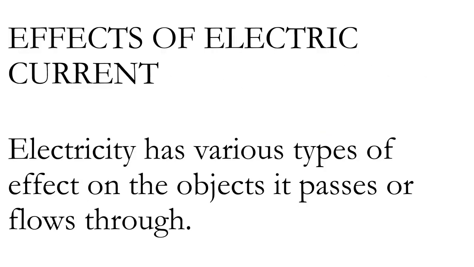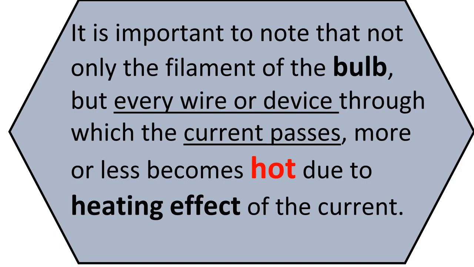The next topic is effects of electric current. What all changes happen when electric current passes through an electric circuit? Electricity has various types of effects on the objects it passes or flows through. Alright, let's now summarize. It is important to note that not only the filament of the bulb but every wire or device through which the current passes more or less becomes hot due to the heating effect of the current.